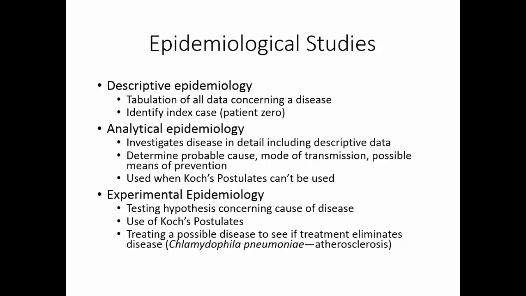Another way that they can use experimental epidemiology is by trying to treat a disease they think is occurring. Chlamydophila pneumonia was believed to be a cause for atherosclerosis. To test that hypothesis, they took a large number of people and they treated them with an antibiotic that should have killed the organism. Even though they treated all these people, they all still had atherosclerosis. So it appears that this particular organism does not cause atherosclerosis.